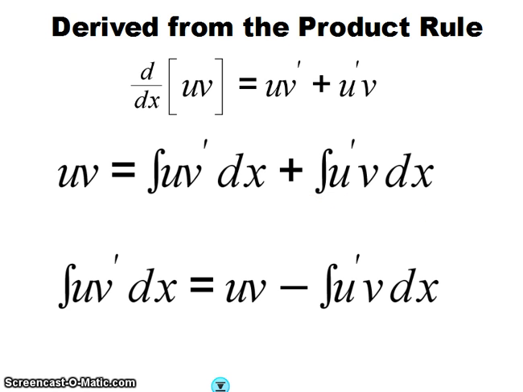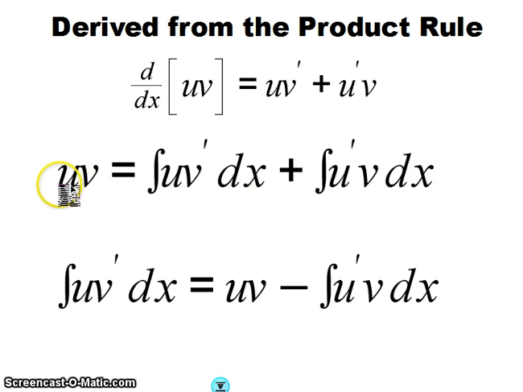Integration by parts comes from the product rule. So if you look at this, here's the derivative of a product, uv, and the product rule for derivatives is uv prime plus u prime v. And what I'm going to do is, we know that the integral of this side would be equal to the integral of both of these components. So that's what we have right here.